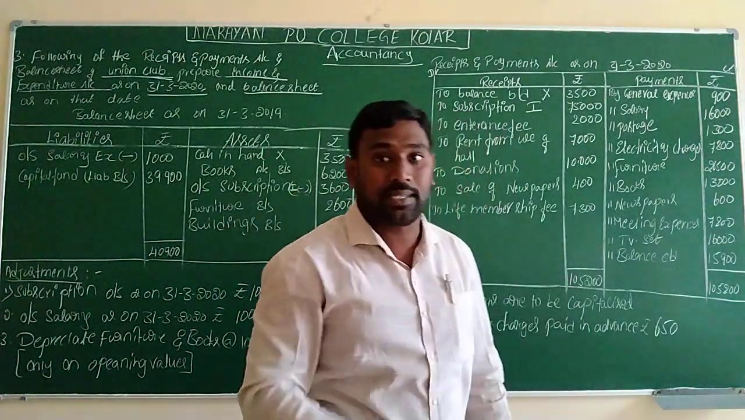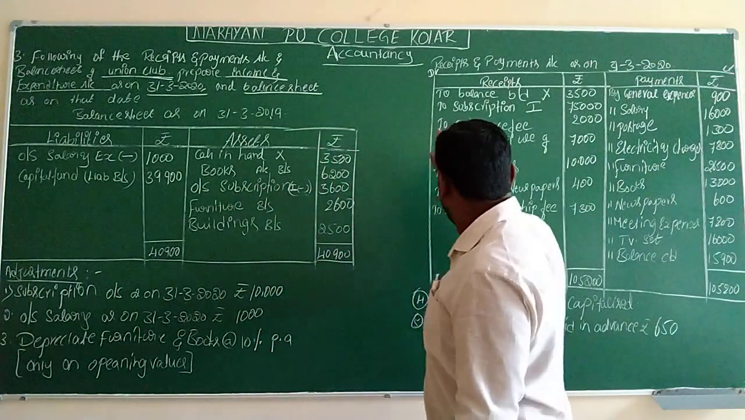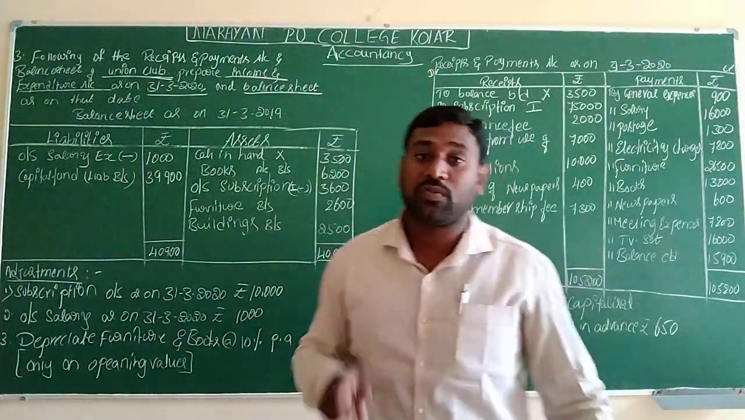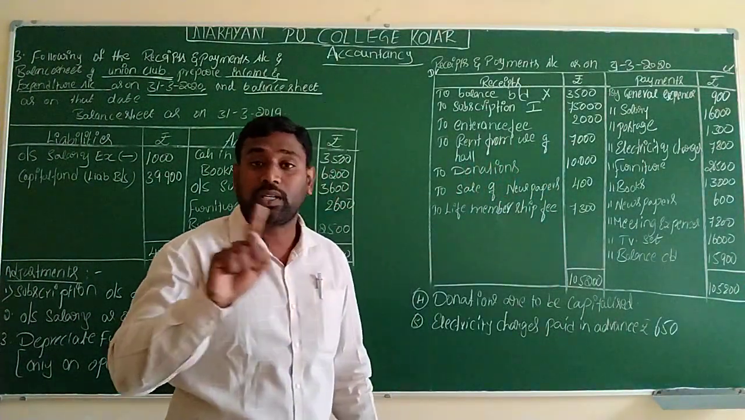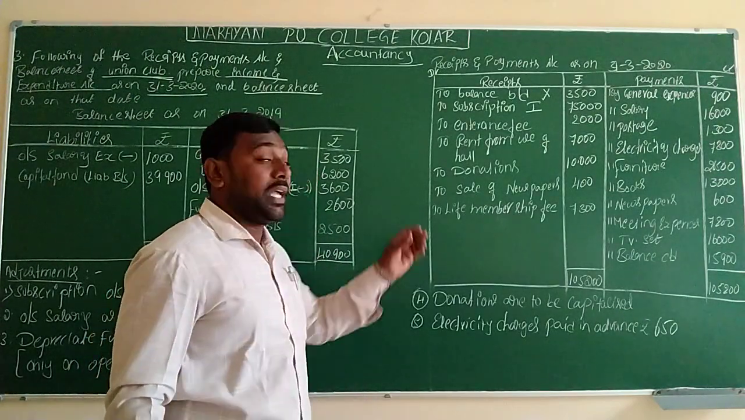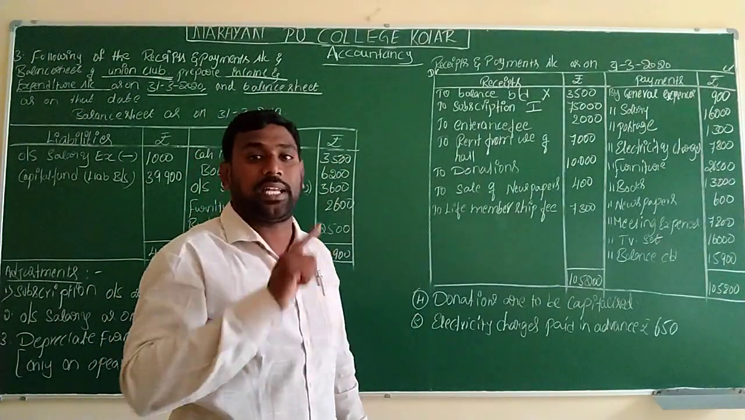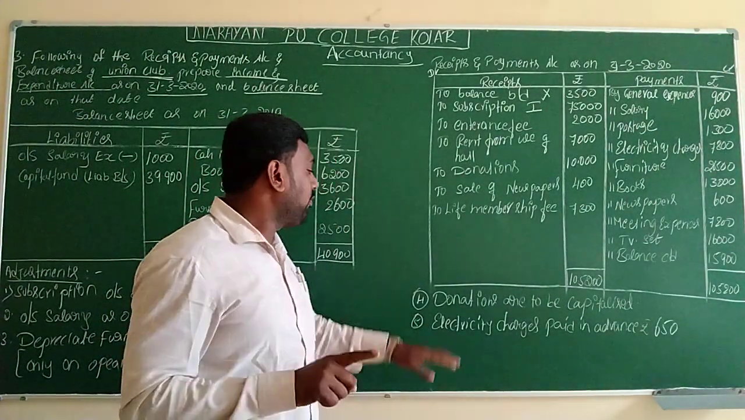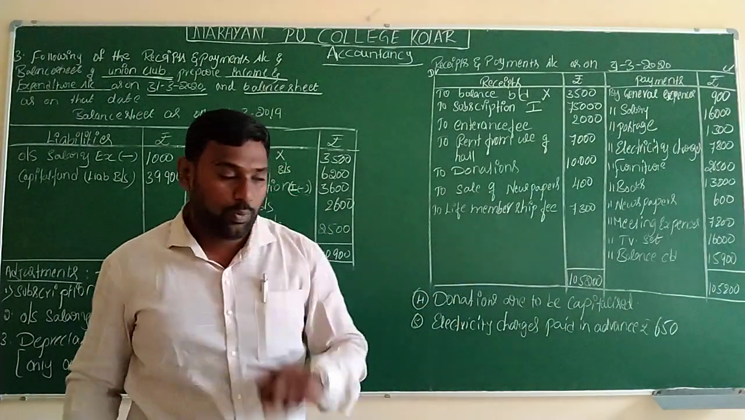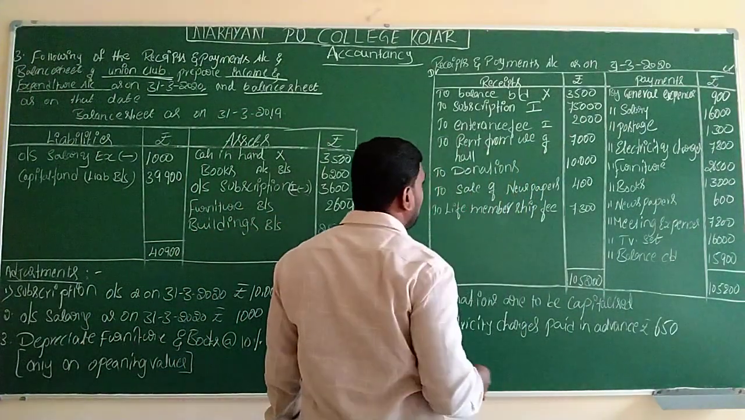But an already existing NPO has some capital fund. So the life membership fee, entrance fee, as well as the donations, we won't consider as capital, we should consider them as income. But if they are mentioned in the adjustment list, then we should consider them as capital, or else we should treat them as income only. So now, entrance fees, we should consider as an income.